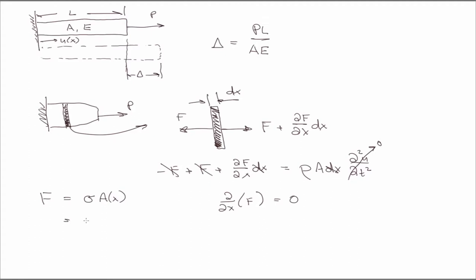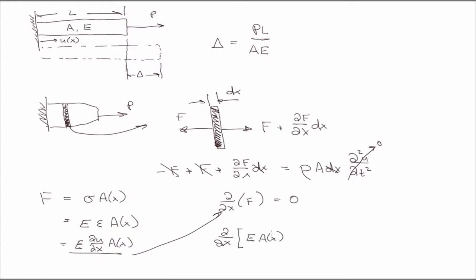And we also know that stress in one dimension, according to Hooke's law, is equal to E epsilon. And we know that epsilon, that's our definition of strain, so we can write partial u partial x. And so now if we plug this in to that equation, we have partial x of E A partial u partial x equal to 0. So this is the differential equation that we solve that, at least at the tip, leads us to this answer.